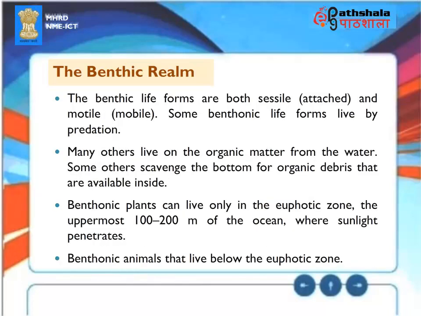The benthic life forms are both sessile, attached, and motile, mobile. Some benthonic life forms live by predation. Many others live on the organic matter from the water. Some others scavenge the bottom for organic debris that is available. Benthonic plants can live only in the euphotic zone, the uppermost 100 to 200 meters of the ocean where sunlight penetrates. Benthonic animals live below the euphotic zone.